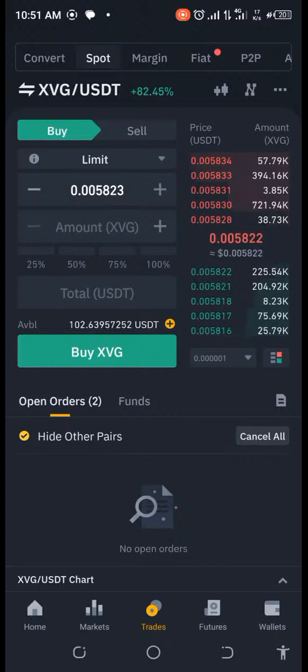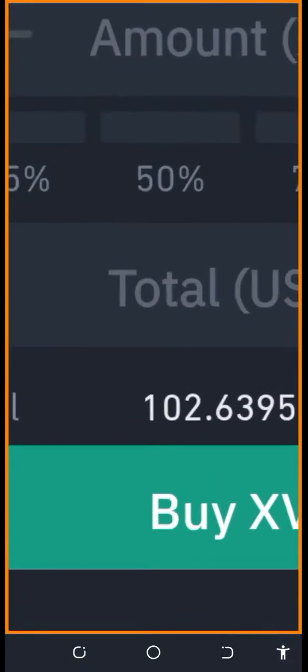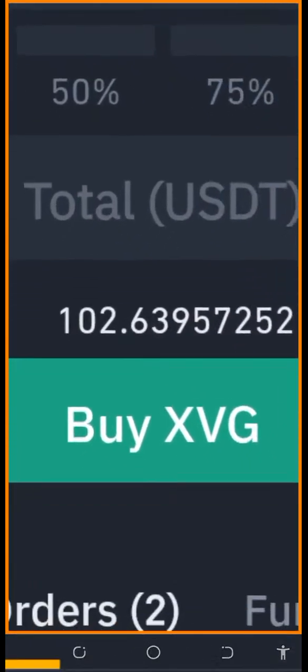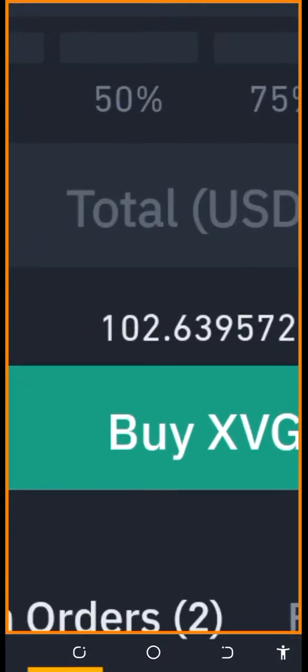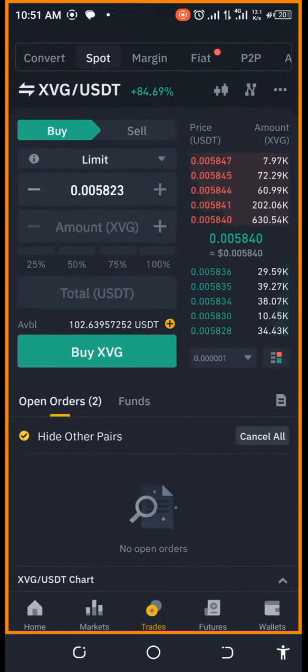Wow, woo! It has already executed. Can you see what I can see here? We made 102.63. That's $2.63, almost $2.64. That's good. Really good.